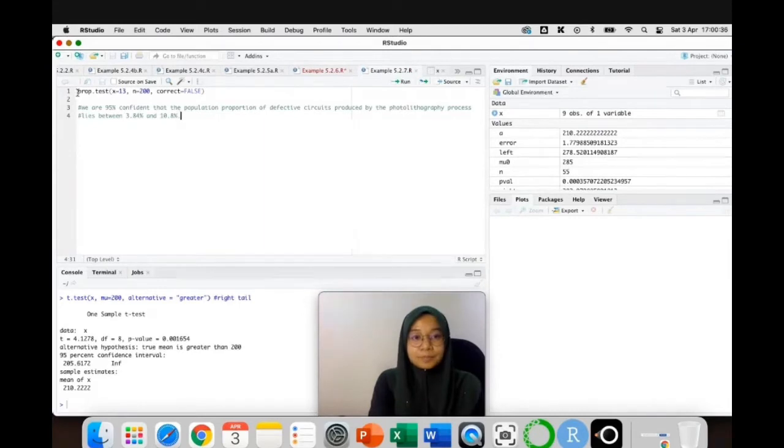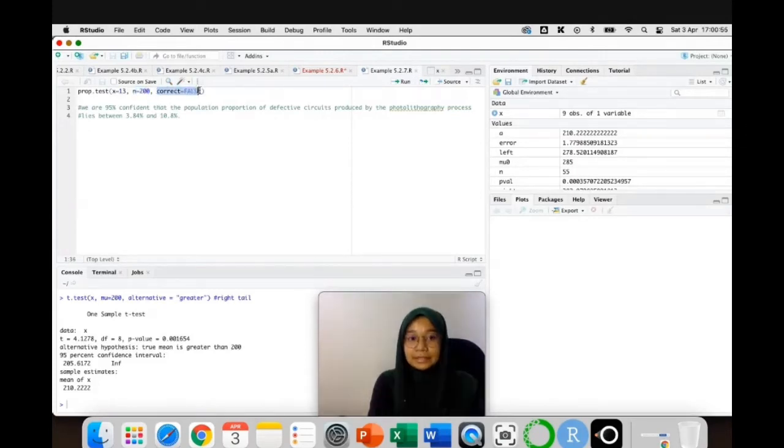You just put prop.test. Prop.test means the proportion. Okay, prop.test. X ini adalah number of success. Our X is 13. Sekarang X ni bukan data, okay? X is the number of success. N is equal to 200, your sample size.